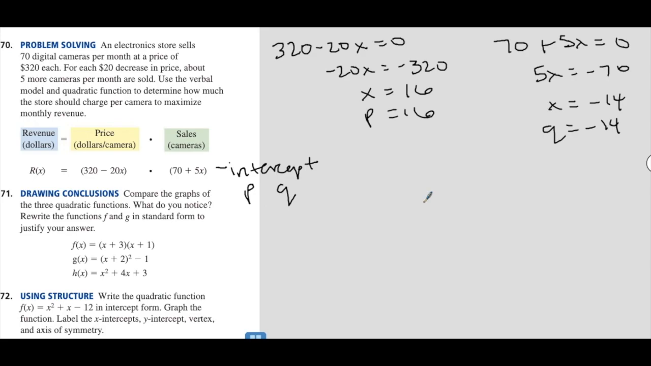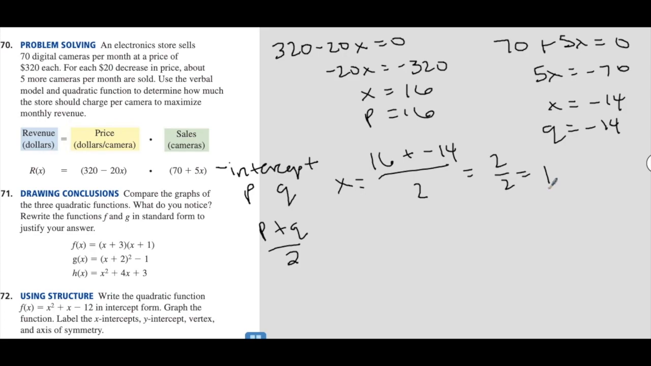Now in order to find the vertex for this, because we want to find out how much they should charge per camera to maximize it, we're going to find the vertex. So that's going to be x equals 16 plus negative 14 divided by 2, because remember, the formula was P plus Q divided by 2. That's going to be our x, which is 2 divided by 2, which comes out to be 1. So 1 is how much you should charge per camera.